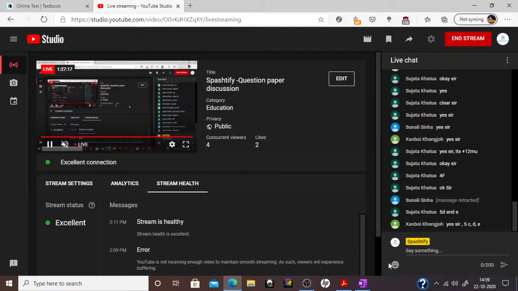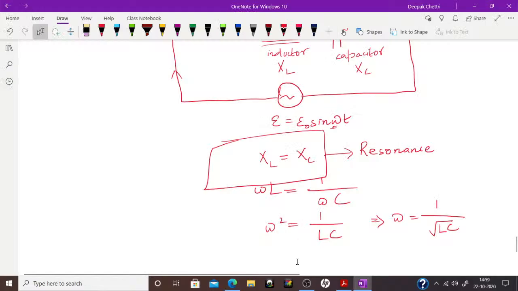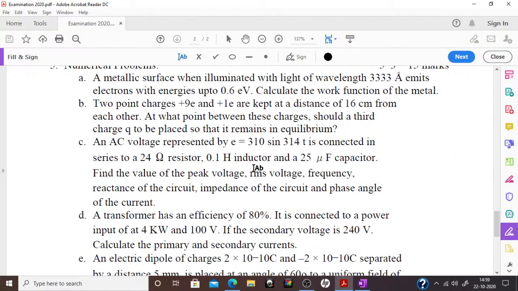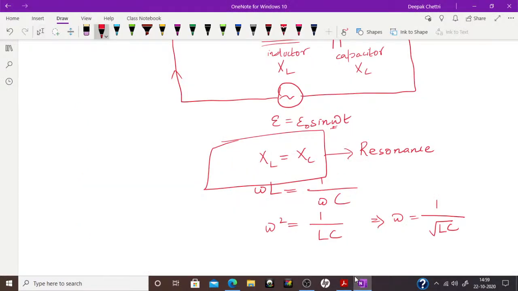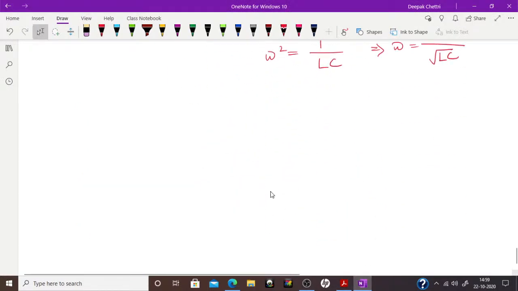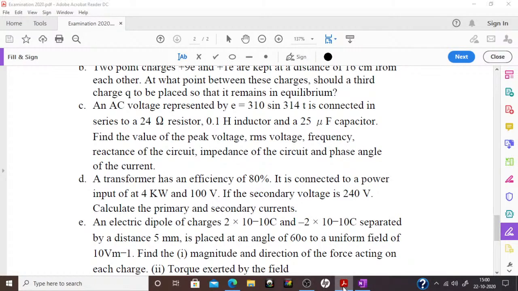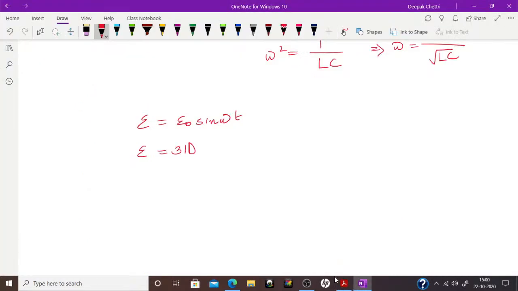5 D and E, 5 C D E. Okay, let's see 5 C. An AC voltage is given, 310 sine. Okay, so there is an AC supply. So AC supply is given by E is equal to E naught sine omega t, and in the question they have given us values for these. So E naught, they have given 310 sine 314 t, right?